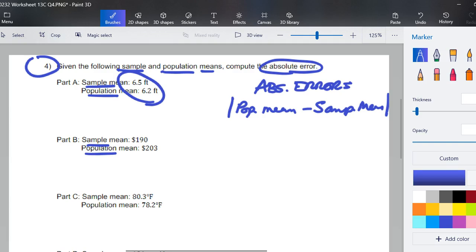I'm going to go ahead and write that it's the absolute value of population mean minus the sample mean. I can punch it in my calculator, 6.2 minus 6.5, which is the absolute value of negative 3/10. The absolute value is 3/10. Again, I like seeing the variables, the units. And so the absolute error is 3/10 of a foot.